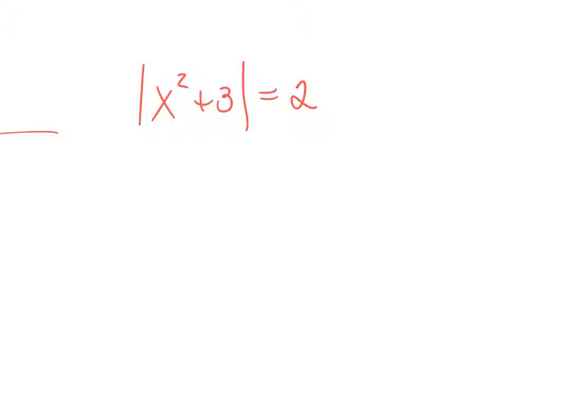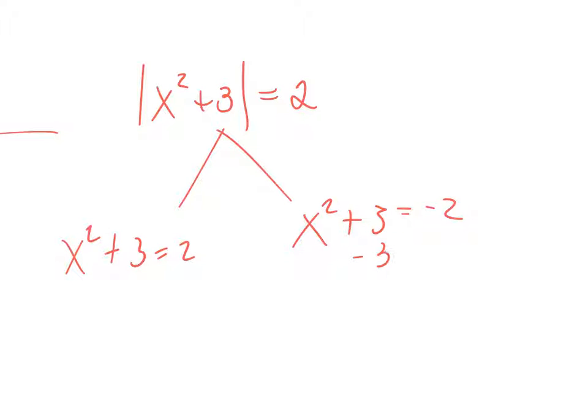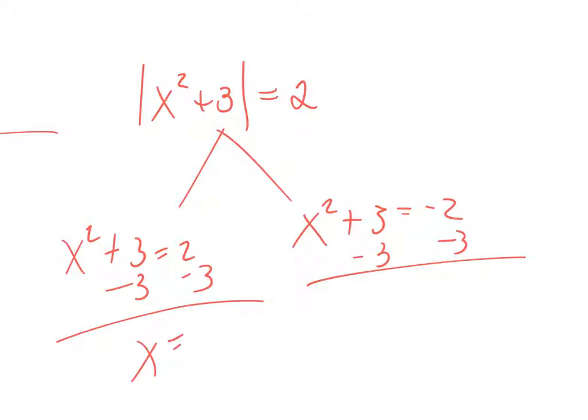Pause for a minute and give that a try. Okay, let's see if you're thinking the same way I was. Well, I could write 2 equations, x squared plus 3 equals 2, and x squared plus 3 equals -2. Subtract 3 from each. X squared equals -1. Ooh, that's weird. Can you square something and have it equal -1? How about on the other side? X squared equals -5. Whoa.